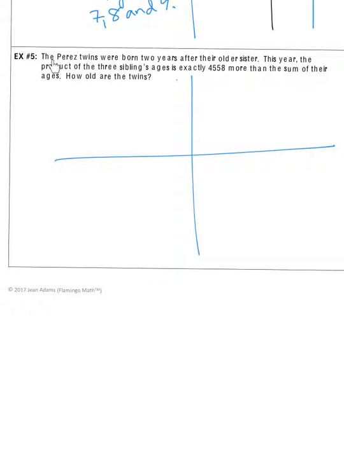Well, they're defining for you the Perez twins were born 2 years after their older sister. So in this case here, who do we know nothing about? They're describing the Perez twins. I know nothing about the older sister. So typically, whomever I know nothing about, that's going to be my single x. So I'm going to let the older sibling equal x. And then the twins, if they were born 2 years after, that means they're 2 years younger. So the twins are going to equal their older sibling minus 2 years, because they're 2 years behind.